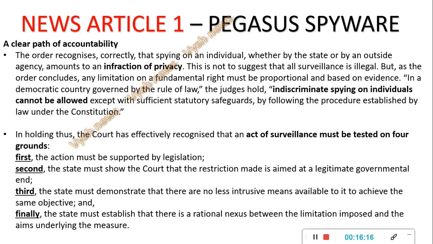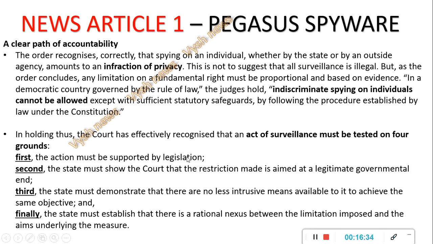Now the judges are telling that without any backing of the law, without anything established by the law or constitution, you should not go and spy on people. Indiscriminate spying on individuals cannot be allowed, except with sufficient statutory safeguards. So now he's telling that if you have to do any act of surveillance, there should be 4 grounds. There will be 4 reasons to it.